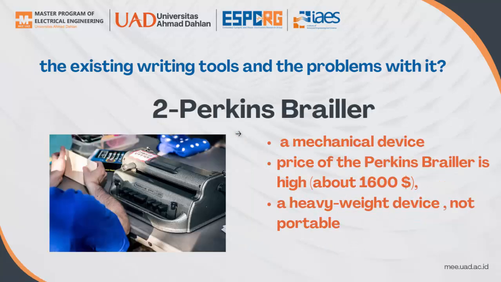Perkins Brailler is the standard writing tool for blind people. It is a mechanical device. It is also a heavyweight device, so it is not portable. If you need to have a portable device, it is not a good option for you. The price of the Brailler is very high.